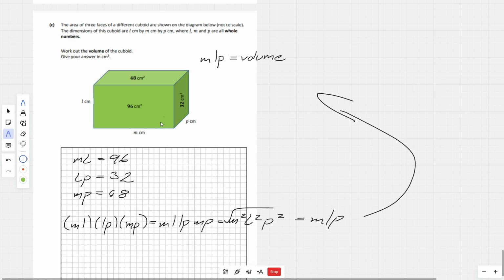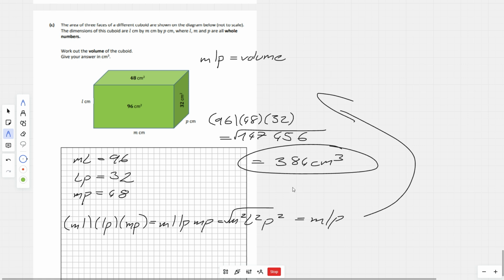So what I'm going to do is 96 multiplied by 48 multiplied by 32. I'm going to get that on a calculator. So 96 times 48 times 32, and that will be 147456. And then if we get the square root of this answer, that will give us a nice round number of 384 centimeters cubed. So that's our volume of the cuboid.